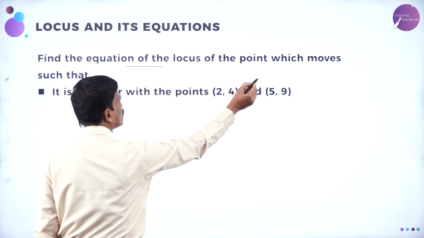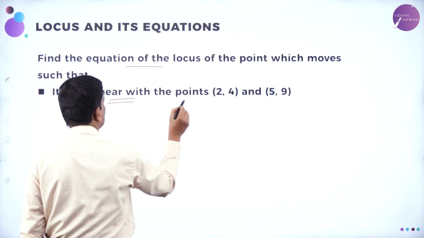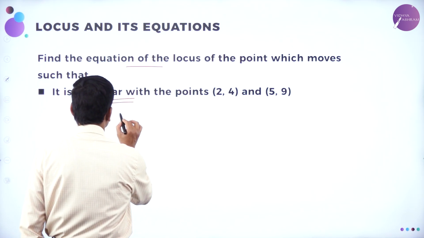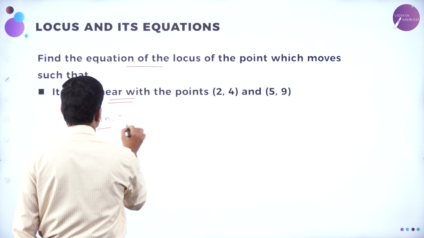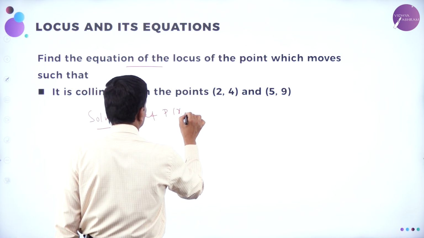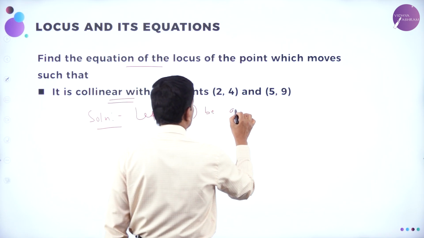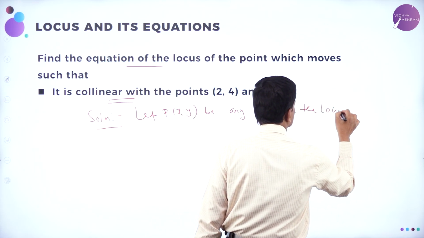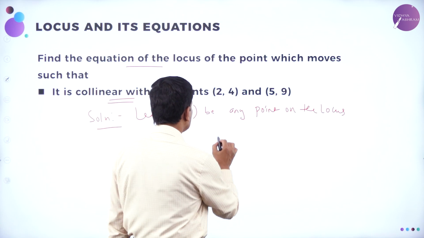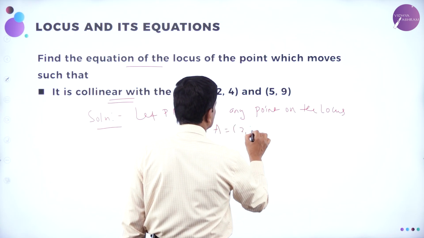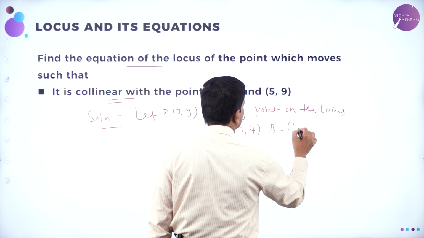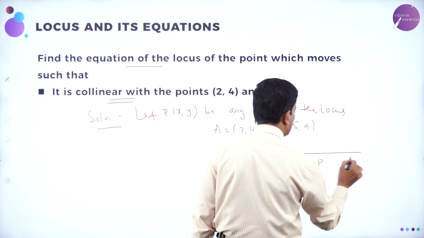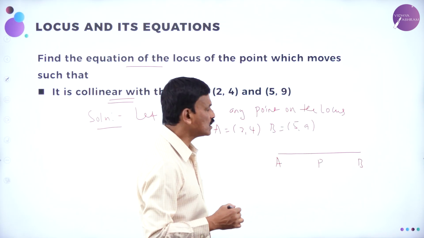Find the equation of the locus of a point which moves such that it is collinear with the points 2, 4 and 5, 9. So let us consider as usual, let P(x, y) be any point on the locus. Given A is equal to 2, 4 and B is equal to 5, 9. A, P, B are collinear. Now, what is the condition?